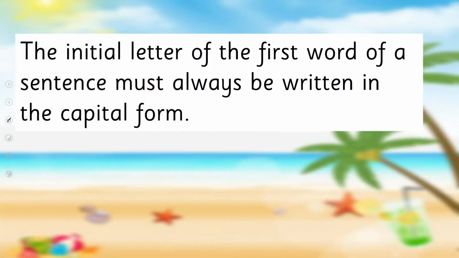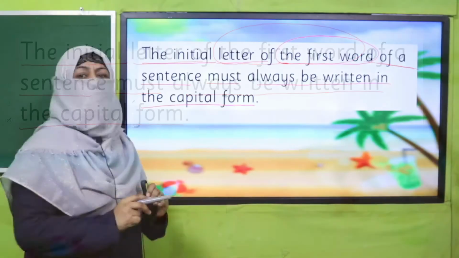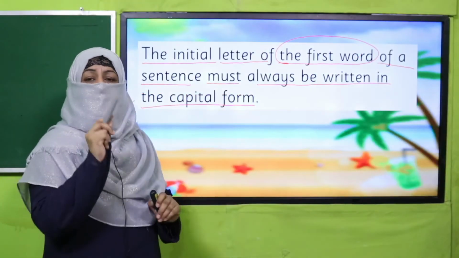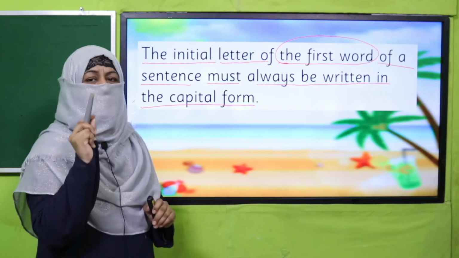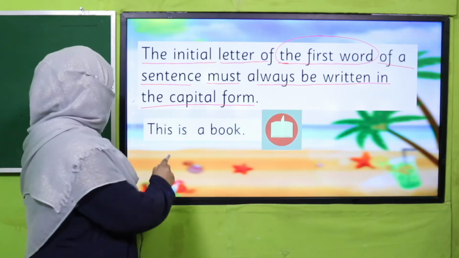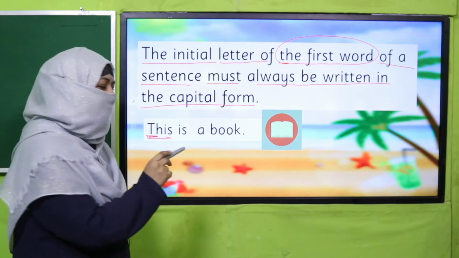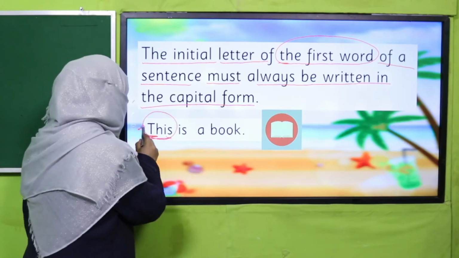The first rule, we have learned two rules. What is the first rule? The initial letter of the first word of a sentence must always be written in the capital form. Means you are going to start writing, the first letter of your sentence must always be a capital letter, like this. This is a book. So this T, why it's capital? Because this is the first letter of the first word of the sentence.